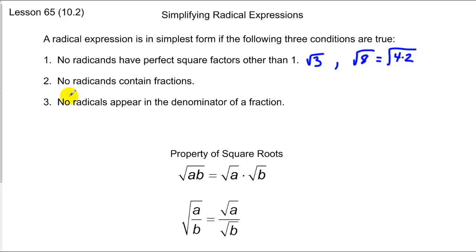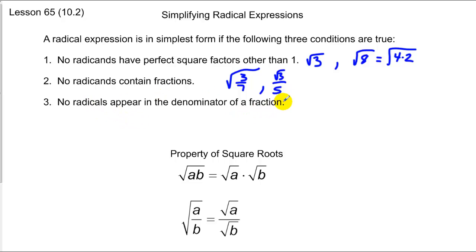Likewise, no radicands can contain fractions. In other words, there are no fractions underneath the radical sign. So if I have something like 3/7 under a radical sign, that's not simplified. If I have something like the square root of 3 over 5, that's okay because the radicand itself doesn't have a fraction within it.